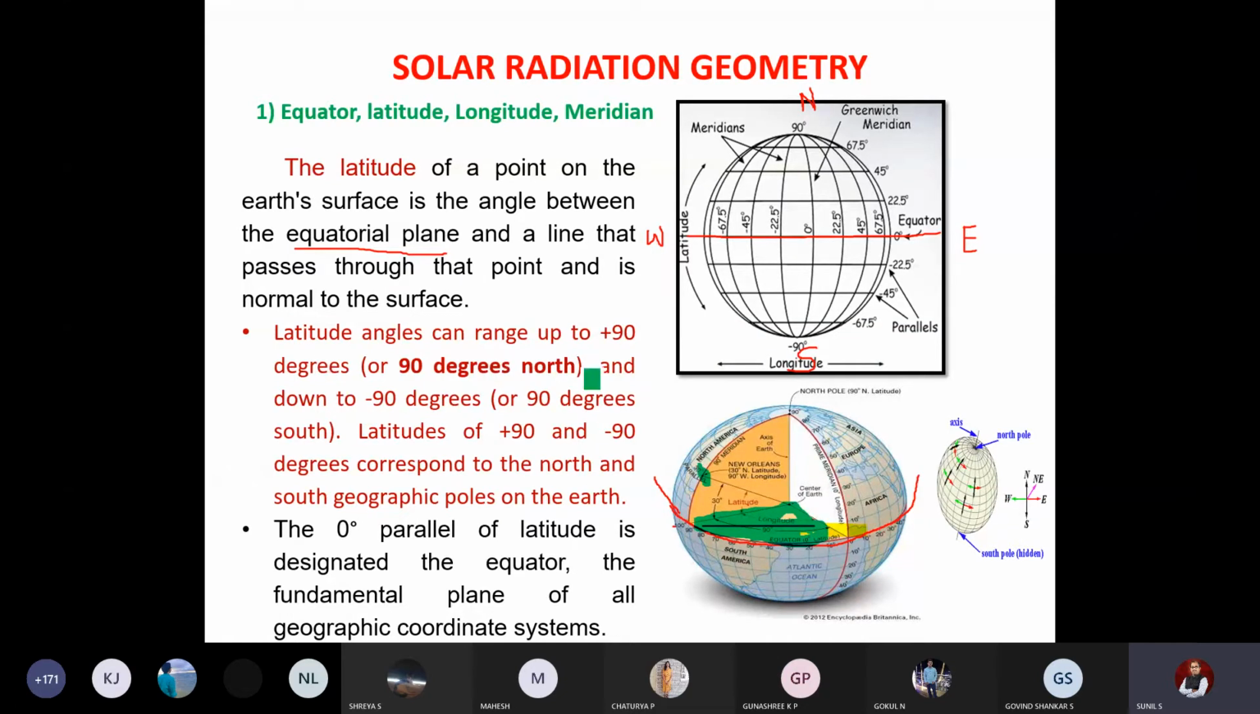Latitude can range up to plus 90 degrees and minus 90 degrees. You can see here, it starts from 0 at the center and can vary from plus 90 degrees to minus 90 degrees. You can see 22.5 degrees, 45 degrees, 67.5, 90 degrees. From the center, as you move towards the north pole, the latitude is said to be positive. Towards the south pole, it is negative: minus 22.5, minus 45, minus 67.5, and so on. So it varies from minus 90 degrees to plus 90 degrees.